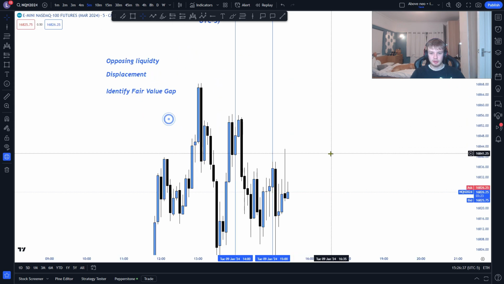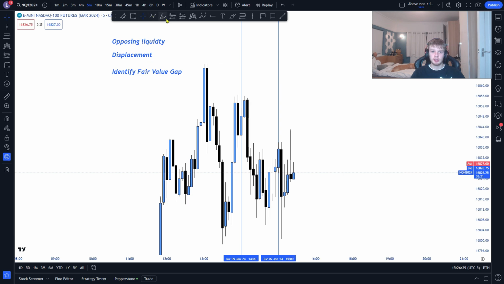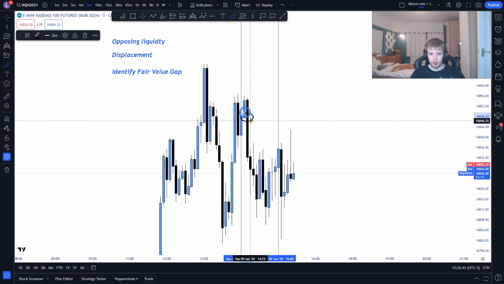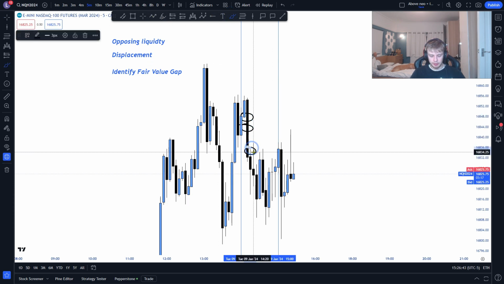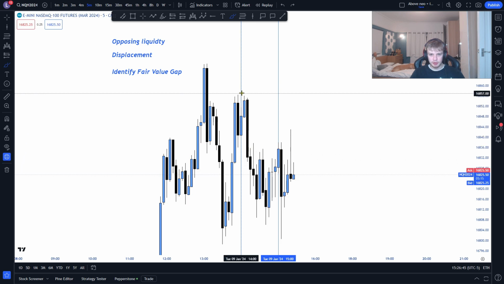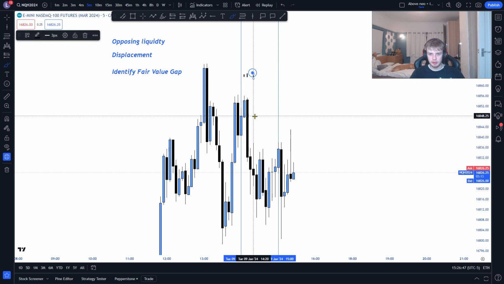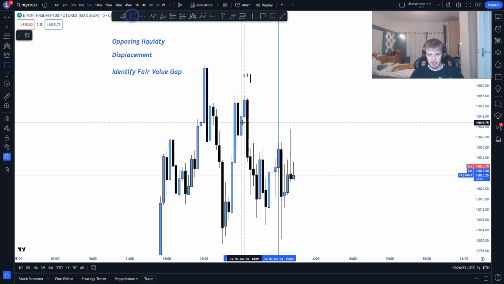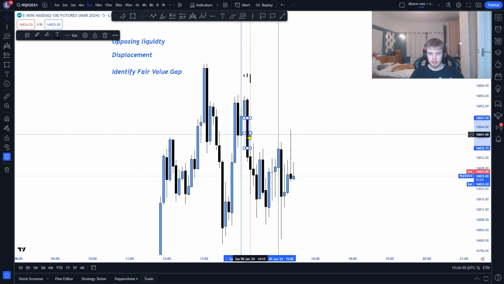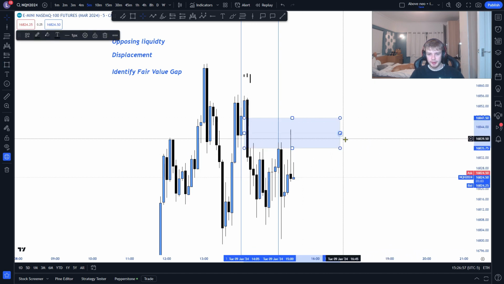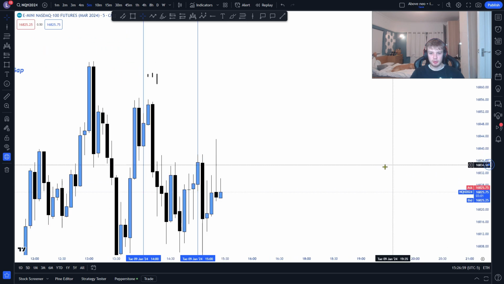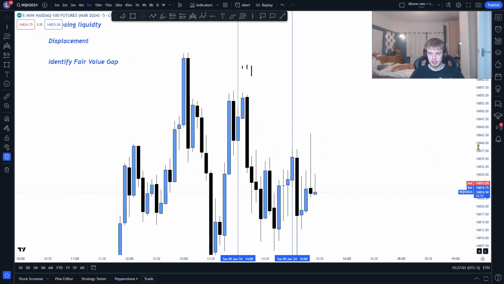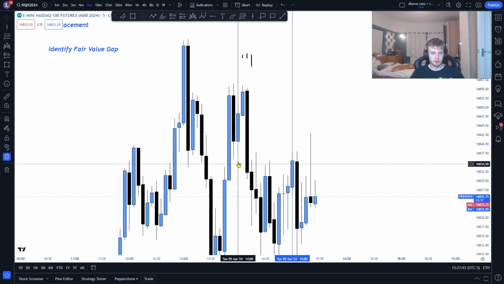Now, if you're unsure what a fair value gap is, all a fair value gap is, is a 3 candlestick pattern, okay? So as you can see right here, we have 1, 2, 3 candles, right? So focus on these 3 candles right here, this bullish candle, and then these 2 bearish candles. As you can see, the first candle and the third candle cannot touch. They can't touch. That can't be wicks. That can't be bodies. Nothing in this candle can touch.